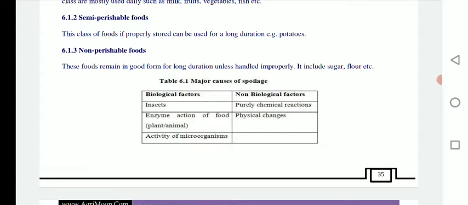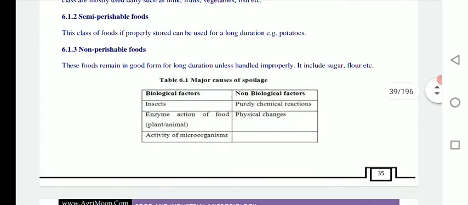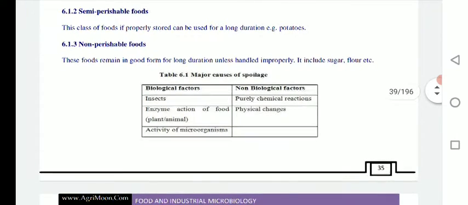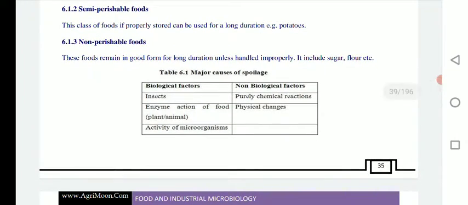Then the third most important is activity of microorganisms. This is the third category included in biological factors, that there are some microbes which cause spoilage of food. And in the case of non-biological factors, purely chemical reactions and physical changes are the factors. These are categorized under non-biological factors responsible for spoilage of food.